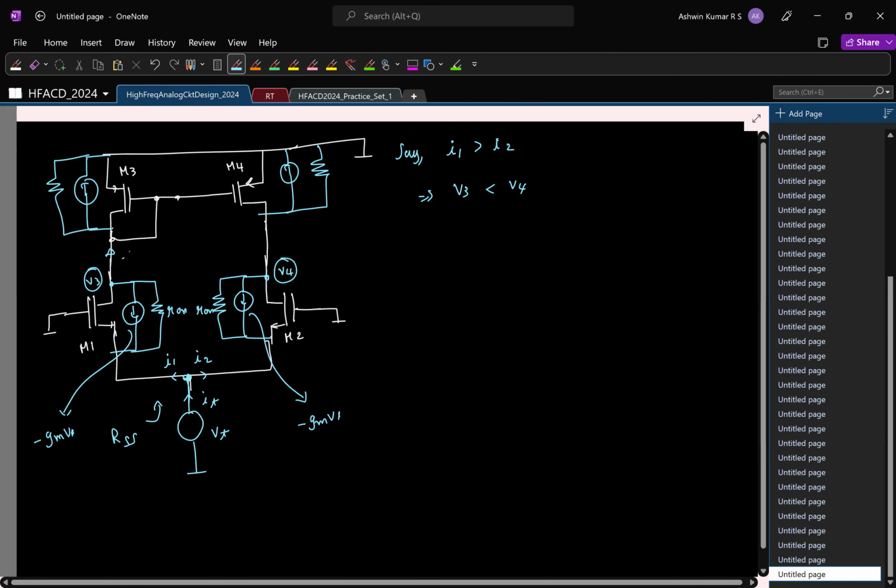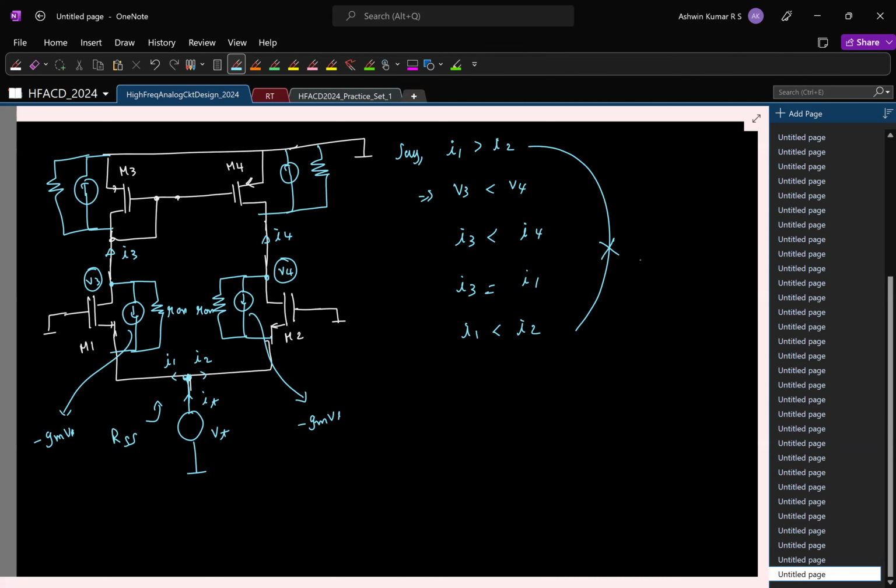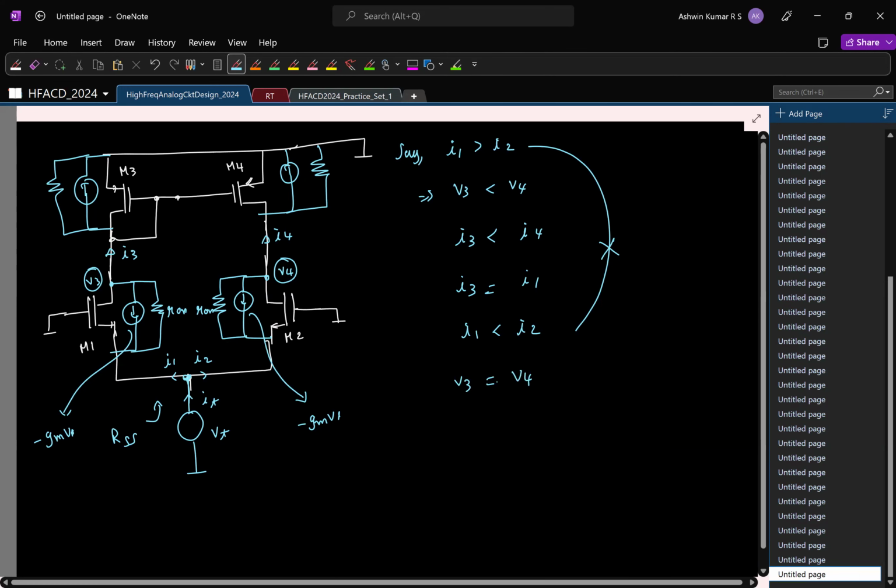Fine. And I'm saying that this voltage is smaller than this voltage. So what can you say about the current I3 and I4? V3 is smaller than V4, so I3 has to be smaller than I4. Fine. But what can you say about I3 and I1? They have to be equal. So again, it's a contradiction. Once again, this is the same thing as we did for the operating point, right? The only difference is this is a small signal model, so the relations between current and voltages are linear. That's the only difference. Otherwise, the same argument. So what can you say about V3 and V4 then? They have to be equal.